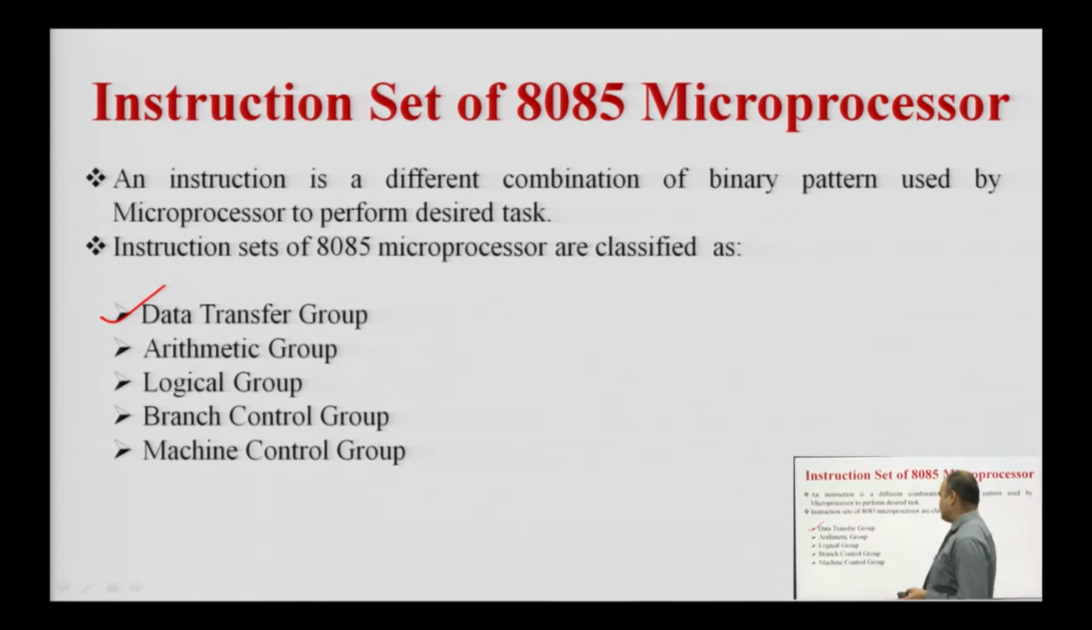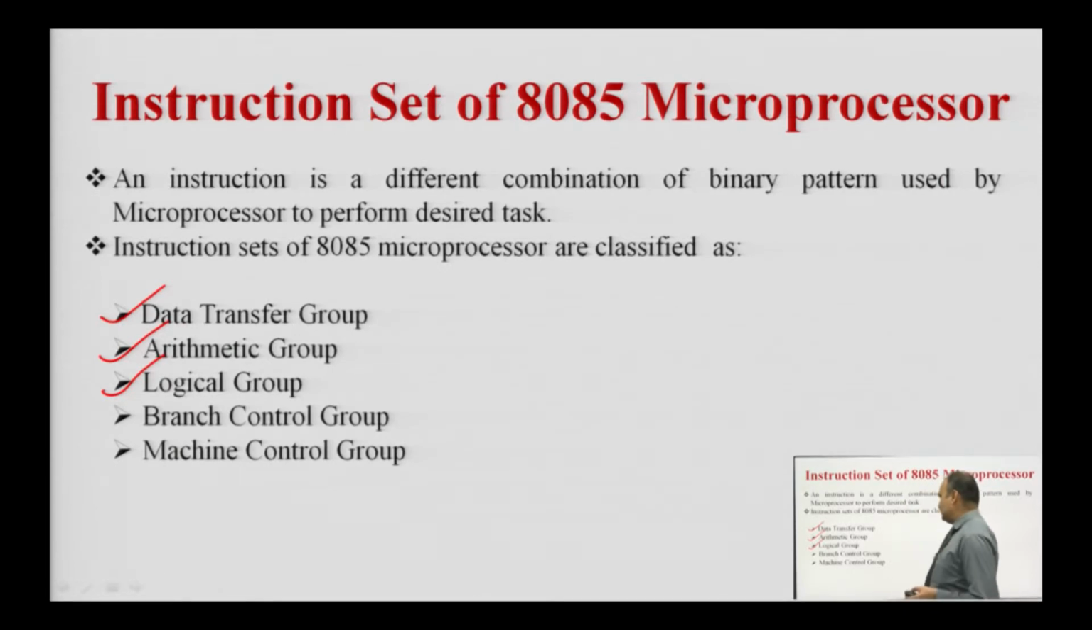The second group of instruction is the arithmetic group instruction, in which the processor will perform the arithmetic operations, that is addition, subtraction, increment, decrement operation. Then the third group will perform logical operations, that is logical AND, logical OR, logical XOR and logical NOT operation. In addition to that, the rotate operation.